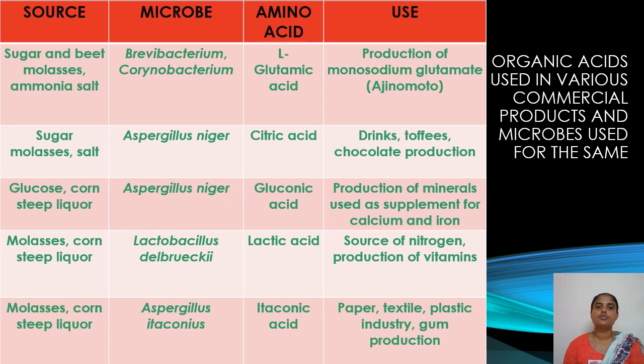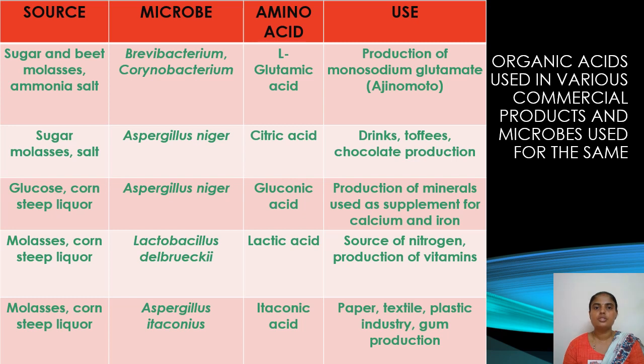The first is sugar and beet molasses with ammonium salt using Brevibacterium or Corynebacterium. The amino acid glutamic acid is produced, which is used in the production of Ajinomoto or monosodium glutamate. From sugar molasses and salt, again using Aspergillus niger, citric acid is produced, which has a wide range of application in drinks, toffees, and candies that have a sour taste. Citric acid is the reason.